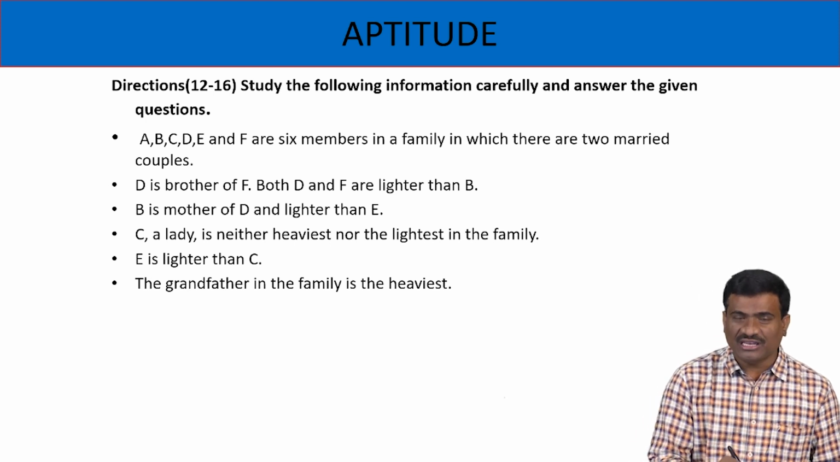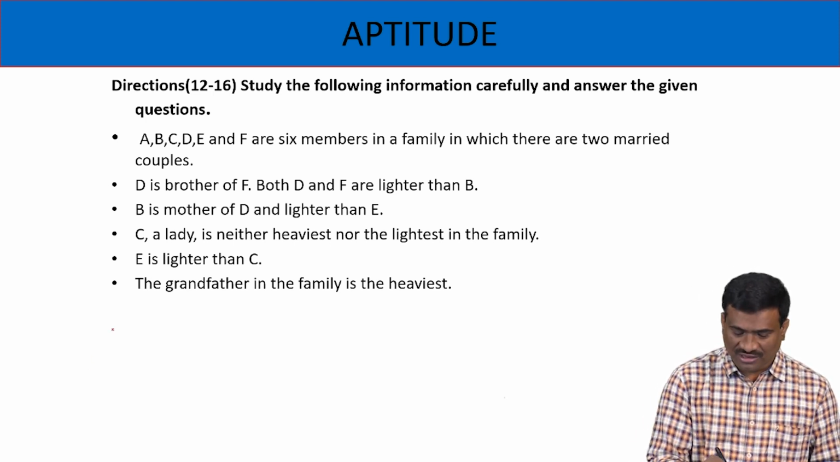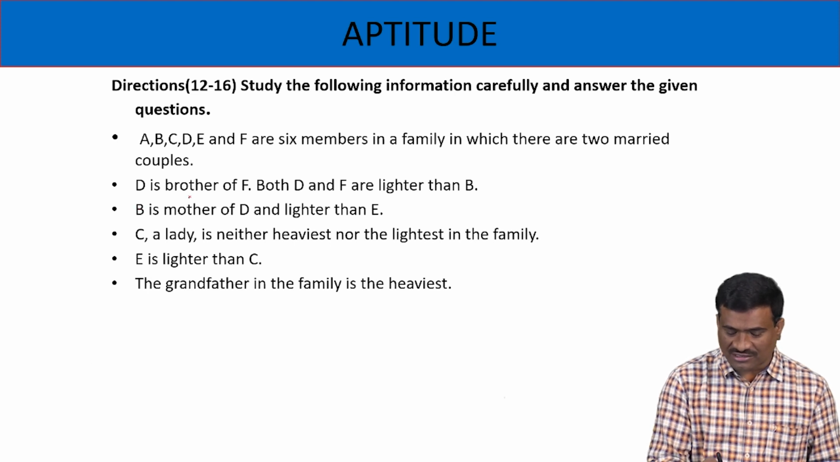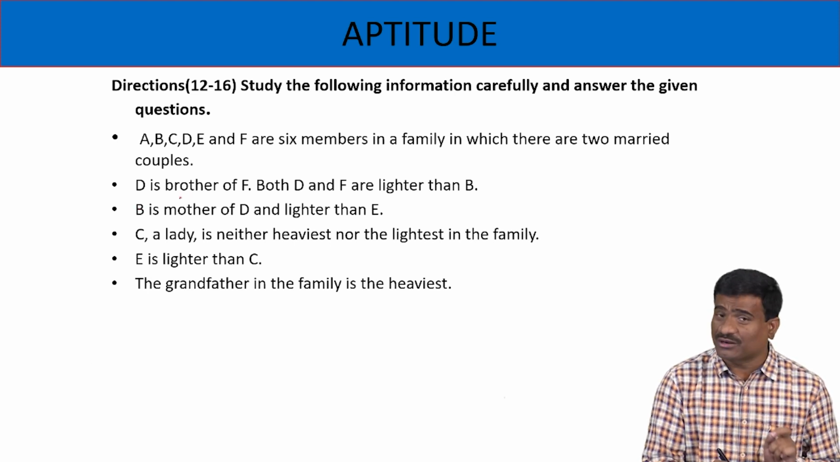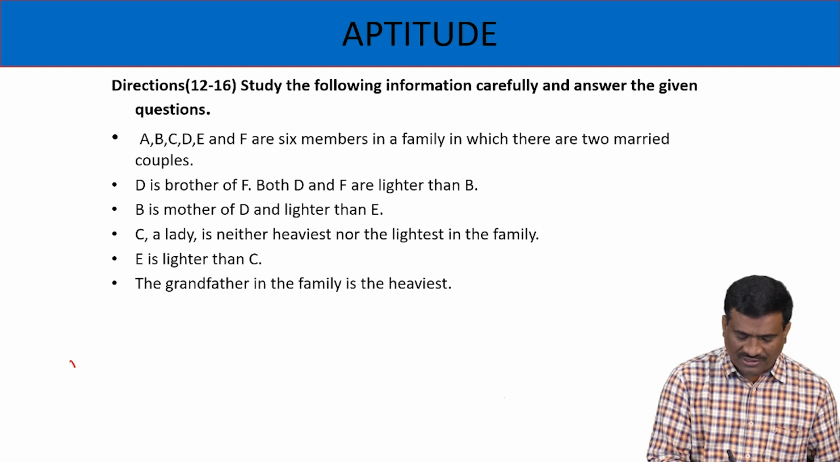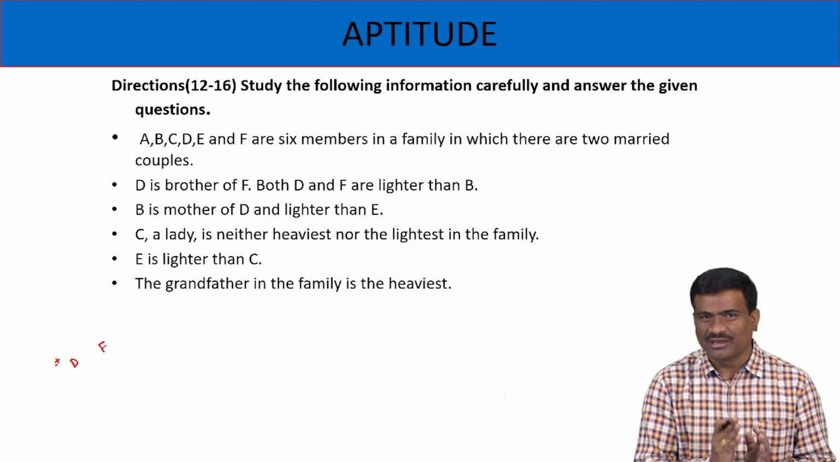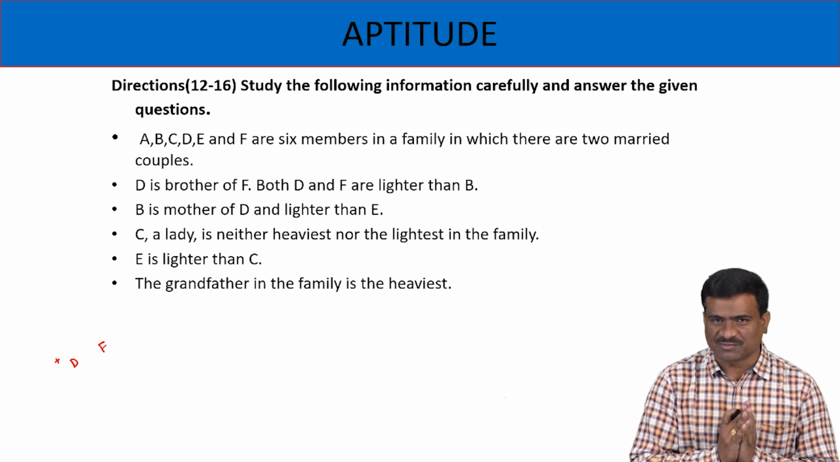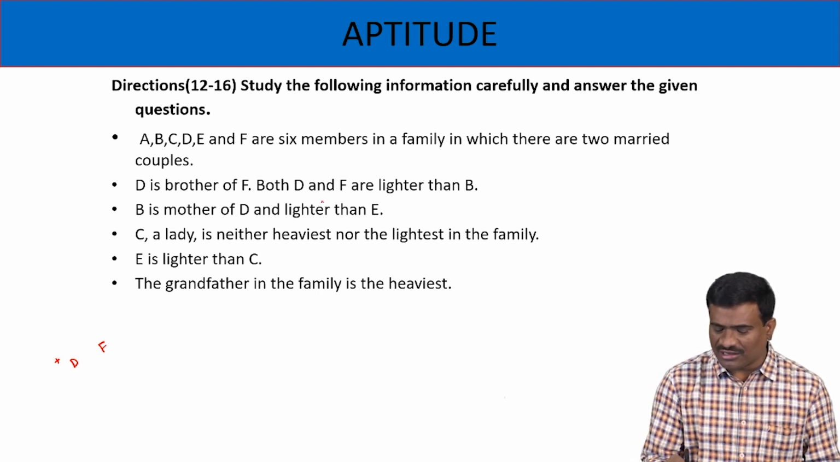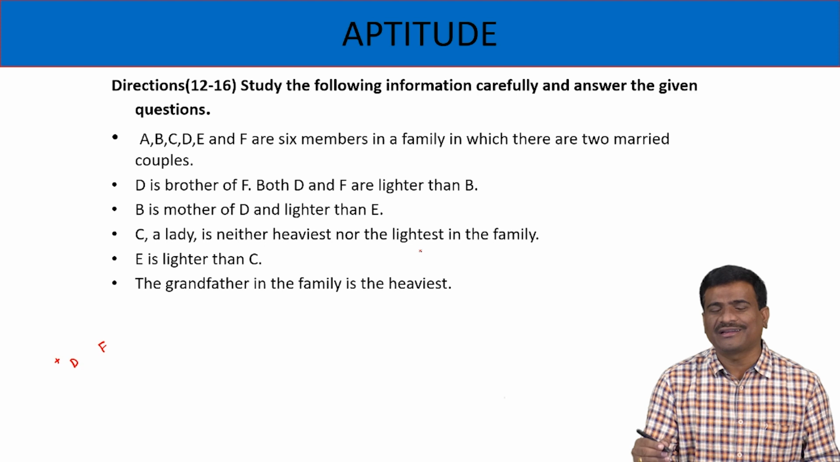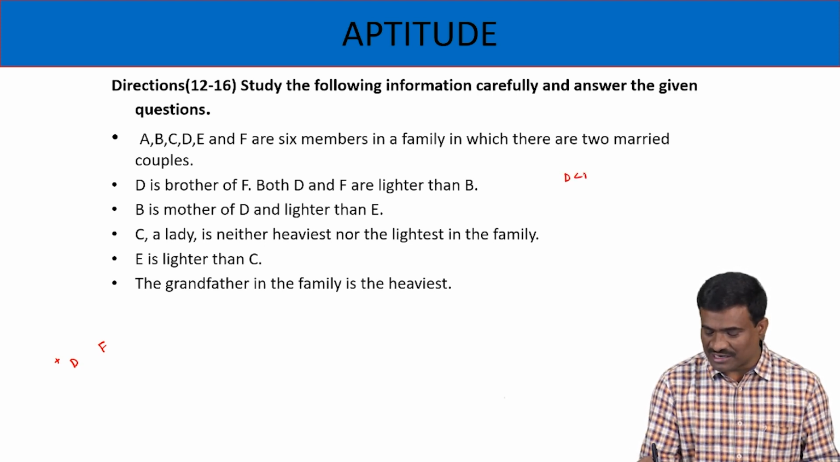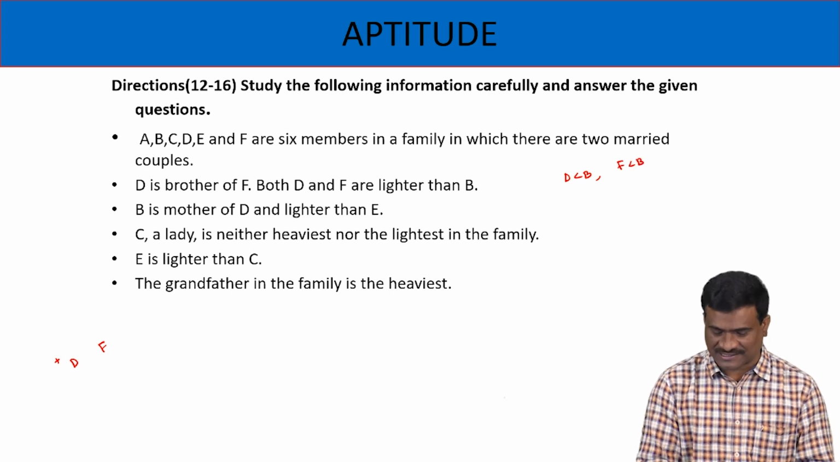First one, D is the father of F. Here F's father is D, so D and F are not brothers. D is called male. D is the father, but F can be a brother or sister. Second, D and F are lighter than B. Lighter indicates the less than operator. Means D less than B. Next, F less than B. This is called the comparison test.